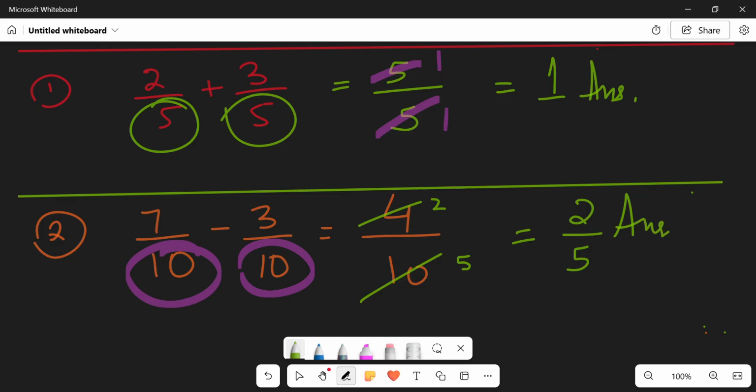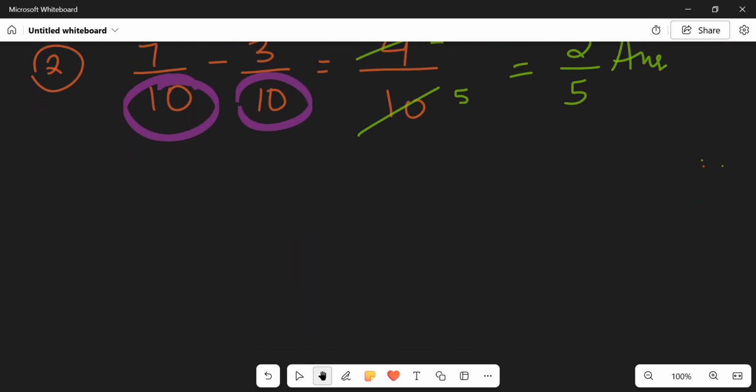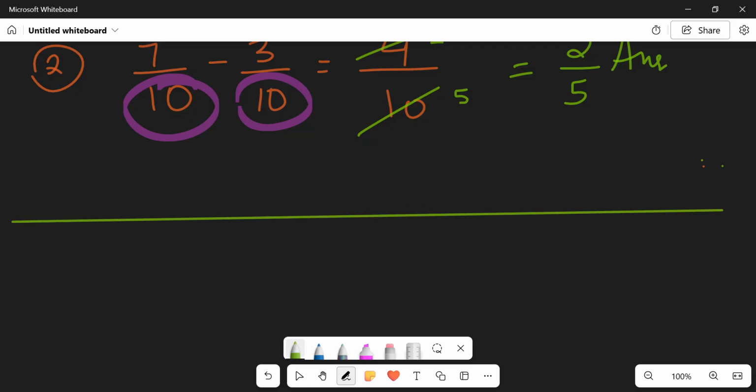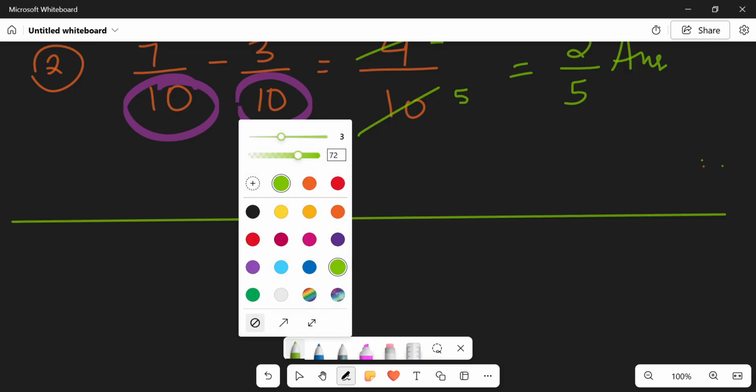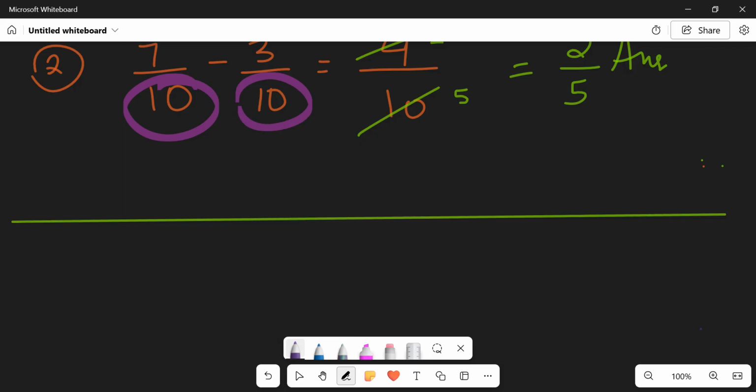Okay, now students, solve the unlike terms, right? I'm going to solve the unlike terms. Okay, now unlike terms, let's take another one. Question one is unlike terms like 3 over 5 plus 7 over 10. Okay, now how are you going to solve this?